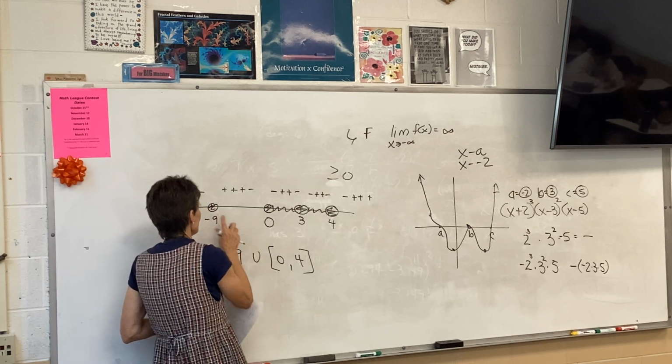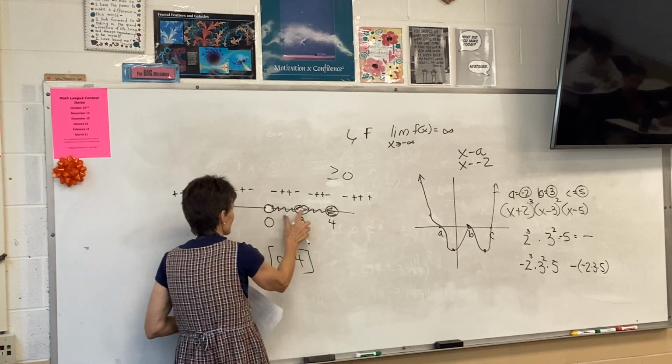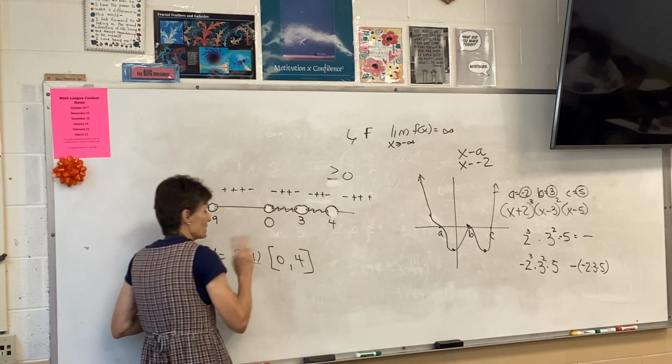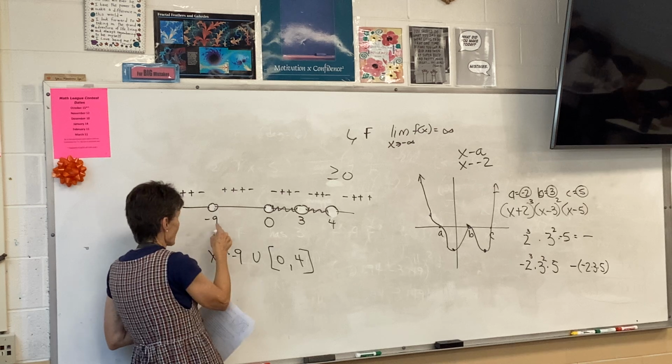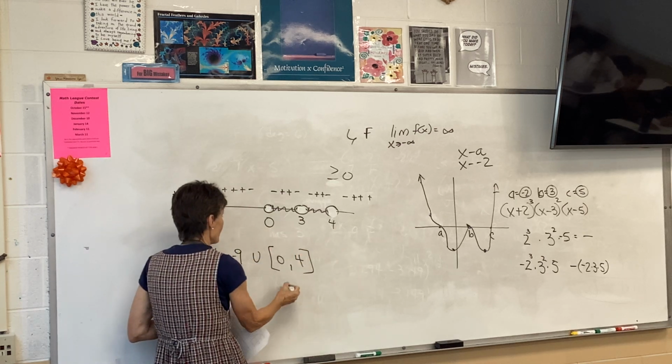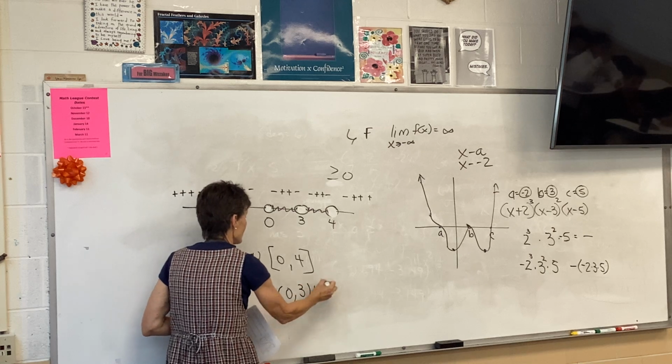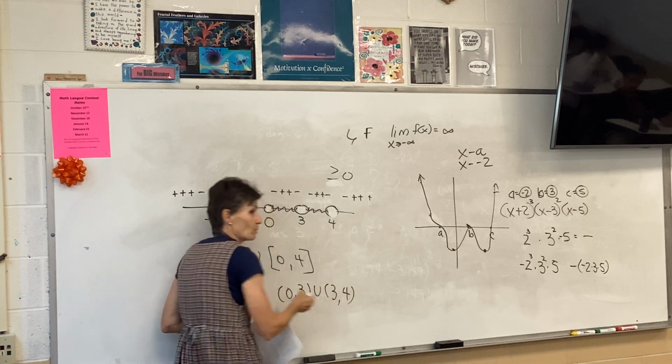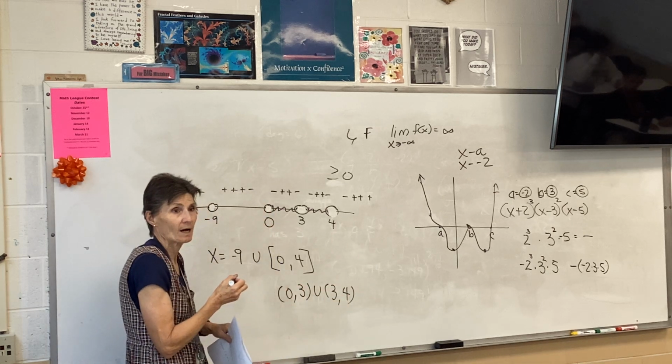If they'd been open dots, though, let's talk about that for a second. That would really change the way I wrote my answer, because I wouldn't be worried about him, but I couldn't do this. I would have to do 0 to 3 and 3 to 4. Would you agree with that? If they'd been open dots.